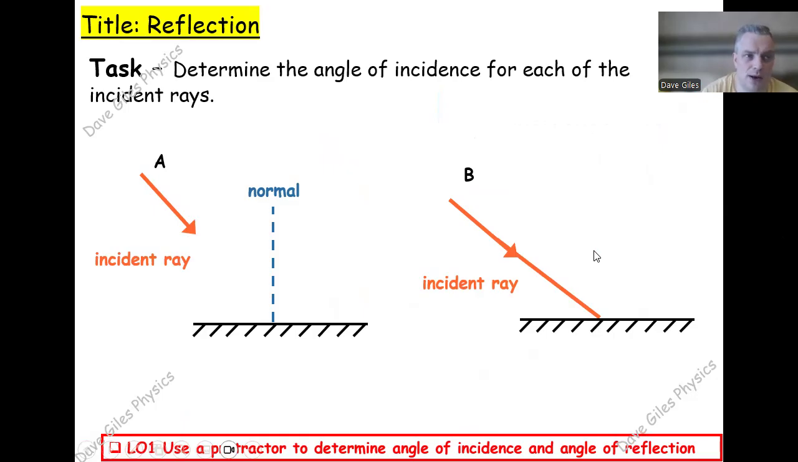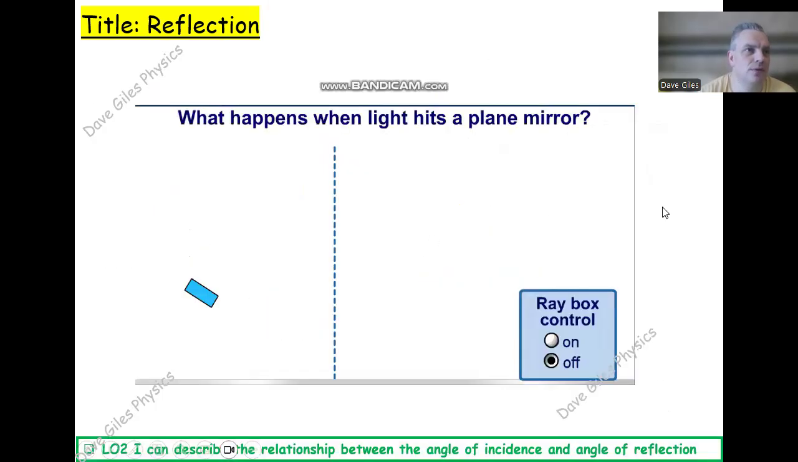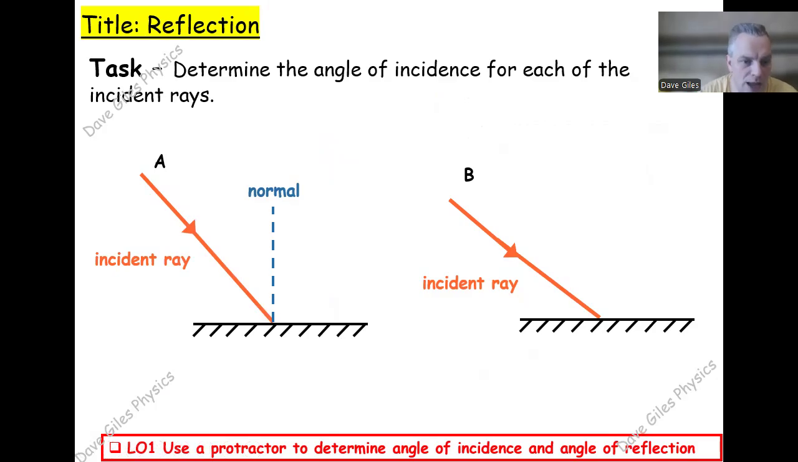And here are two for you to go at yourself. Maybe I'll extend that line. So this here is a little bit easier because I've put the normal on. This one here, you will have to add your own normal. So it might be a little bit difficult, but if you've got a protractor, or you're using this on a laptop, you should be able to measure those two angles. And you should get, for the one on the left, have a quick look.